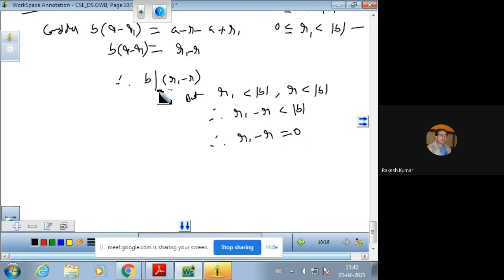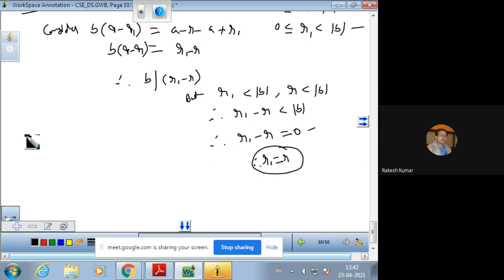There is only one possibility, and there is no other possibility, because R1 minus R is less than B mod. So this means R1 minus R is equal to 0, because B divides it. It will give 0 only if it divides exactly. So this gives us that R1 is equal to R. So this proves the uniqueness of the remainder term.